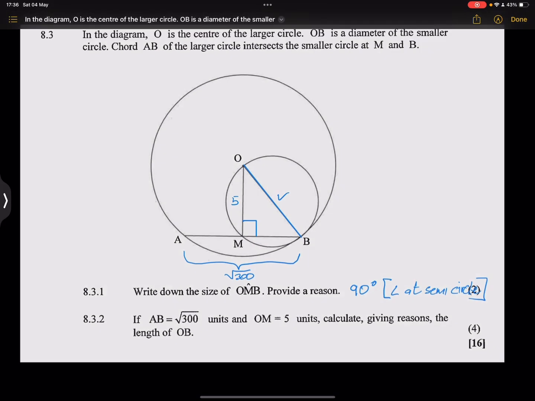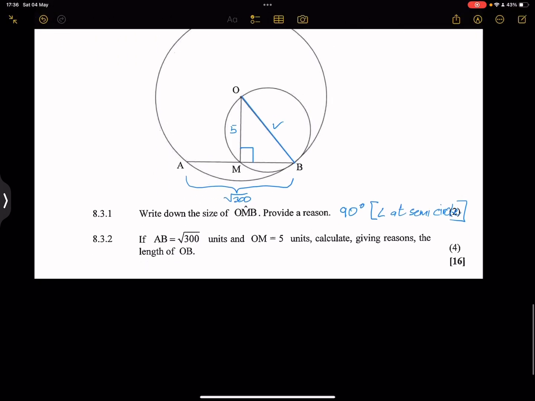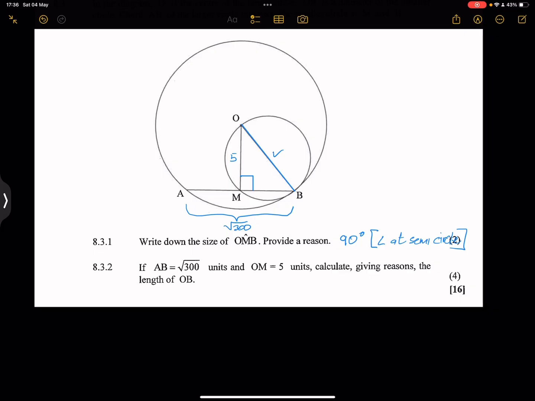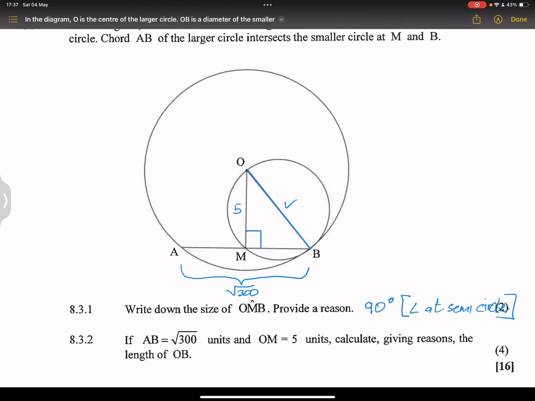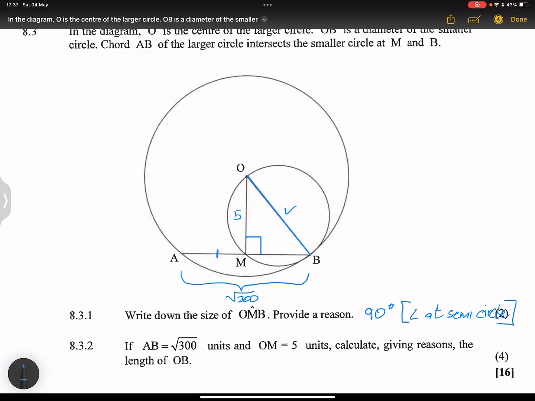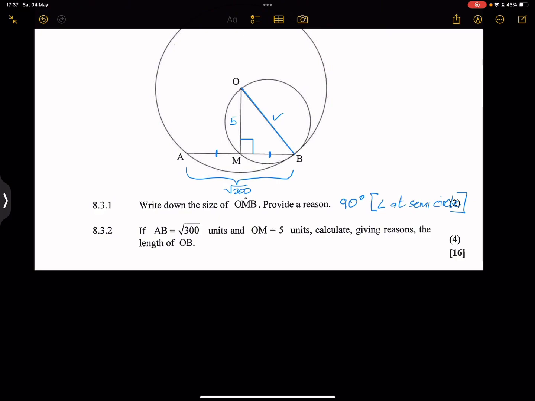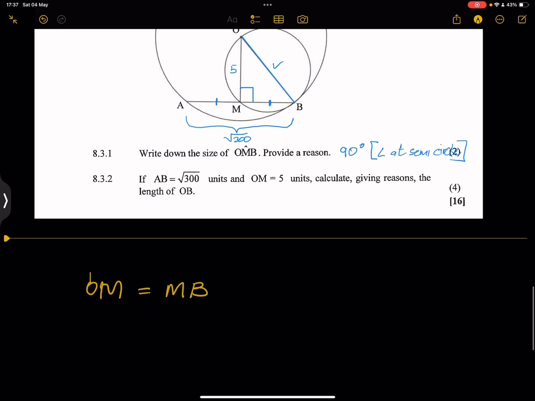Now, ladies and gents, first of all, remember on the larger circle, right, I have got OM making a 90 degrees, being perpendicular to AB, right? So what does that mean? It means that therefore it bisects that line. So in this case, it means AM would be equal to MB, right? So I'm going to state that OM is equal to MB, right? And why is that?